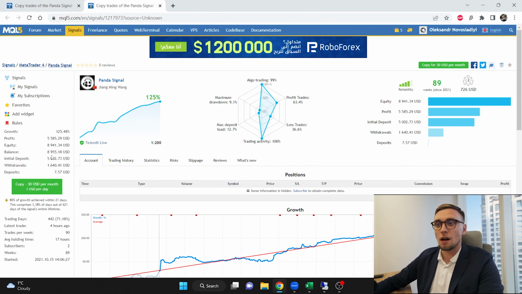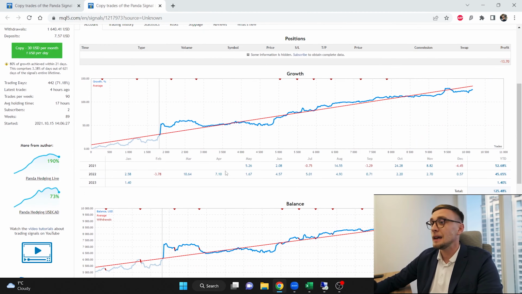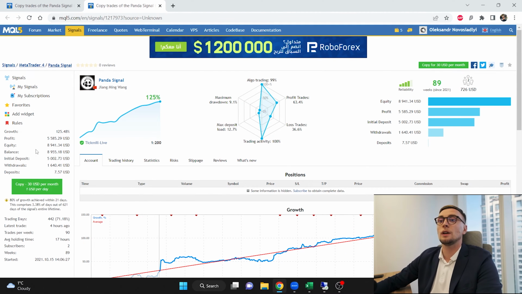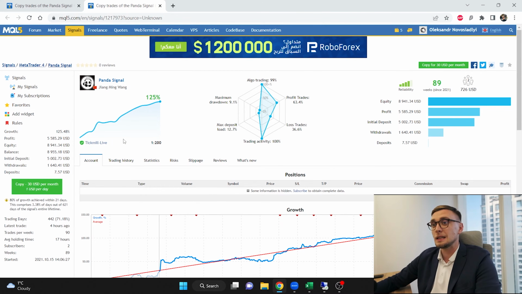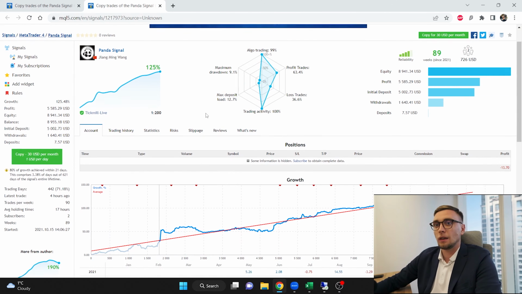The balance on his account is approximately $9,000, and you can say, okay, profit only $125, but at the same time the maximum drawdown was only 10%. Profit rate 63. He's not using martingales. You can see last year he closed only 1 month in minus. Overall plus was 45%. So if we calculate from the balance of $9,000 the net profit of 45%, it's approximately $4,000. I think it's very nice.